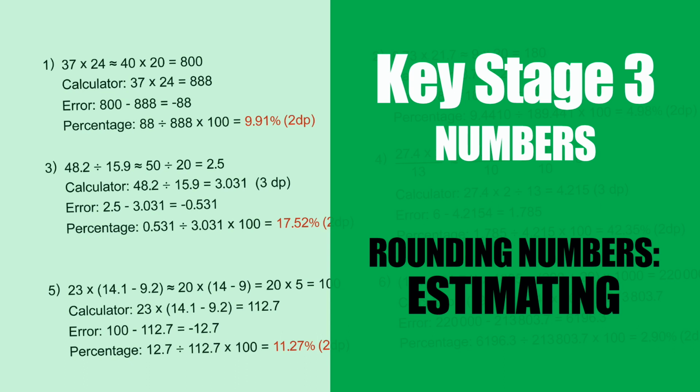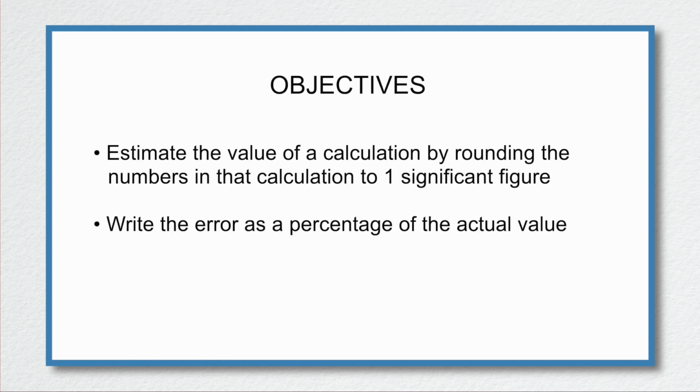When we talk about estimating, the subject covers a wide area. For example, we could be talking about estimating the height or length of something, or we could be estimating how long something takes. Now, we have been looking at rounding, and we're going to be using rounding to make estimations of calculations. So in this video, we are going to estimate the value of a calculation by rounding the numbers in that calculation to one significant figure.